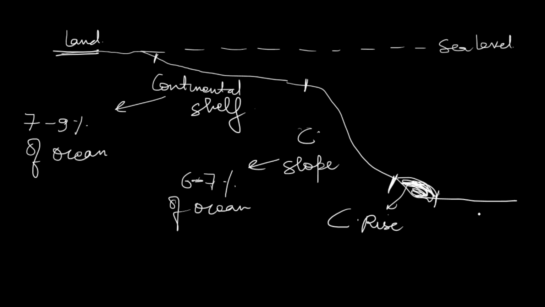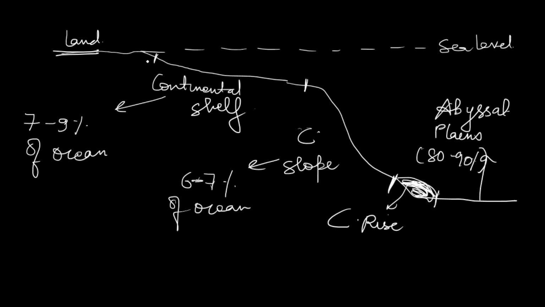And then you will find the ocean plains, which are known as abyssal plains. These are the ocean plains, and these comprise around 80 to 90% of the ocean area. So this is the overall structure of oceans.